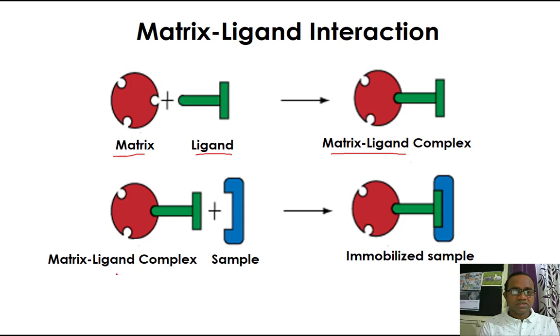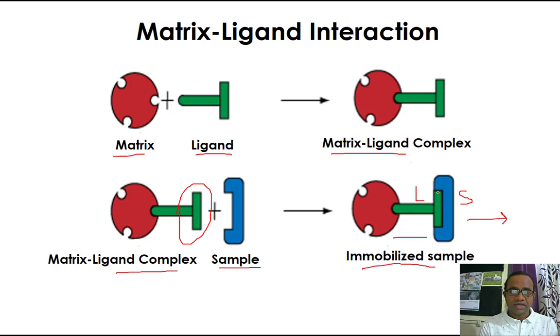To this matrix-ligand complex we will add the sample. The sample which has specificity with the ligand molecule will only bind. This is called the immobilized sample. Now this particular sample which is attached to the ligand can finally be separated by the elution process. So this is exactly a matrix-ligand interaction.